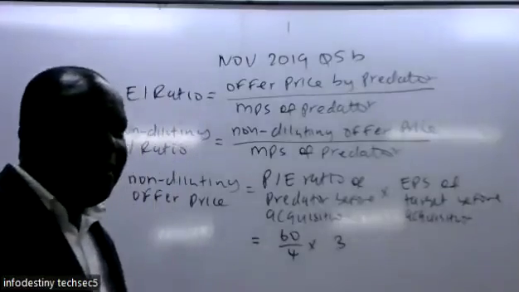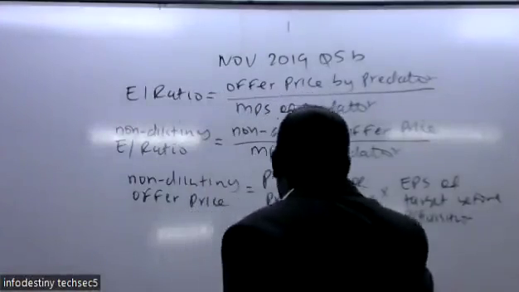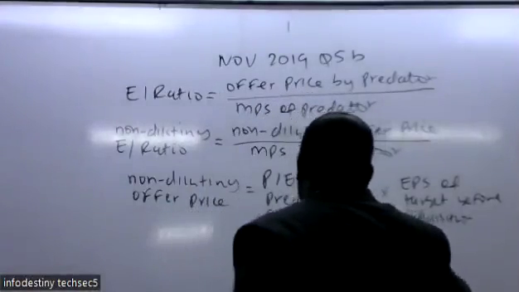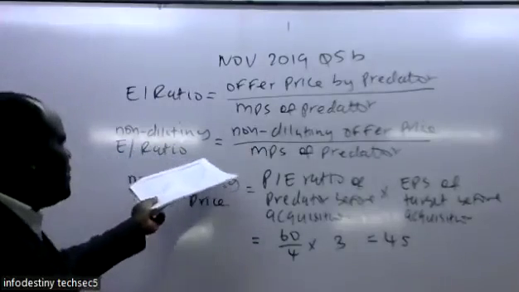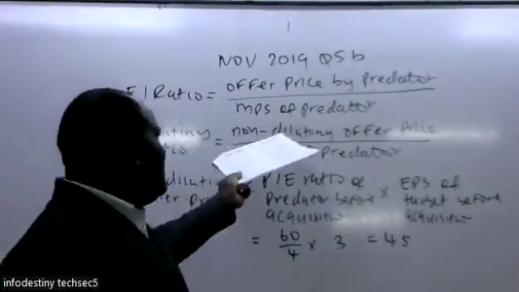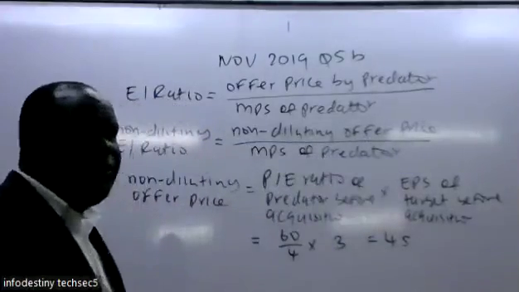Complete. We are getting it now. We are getting 45. So you want to get the non-diluting exchange ratio. It is simply the non-diluting offer price divided by the market price per share of the predator.